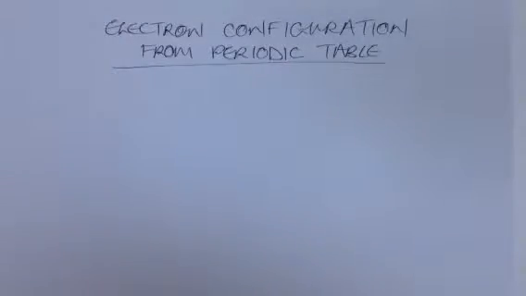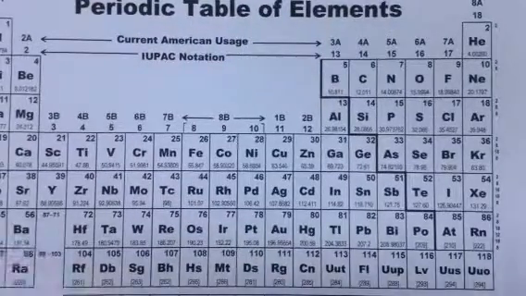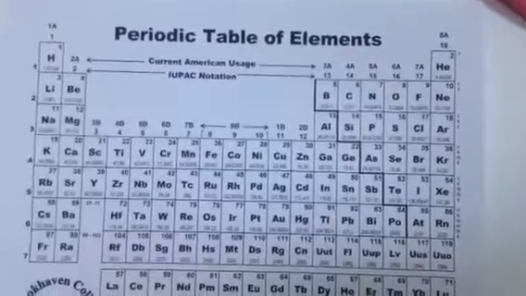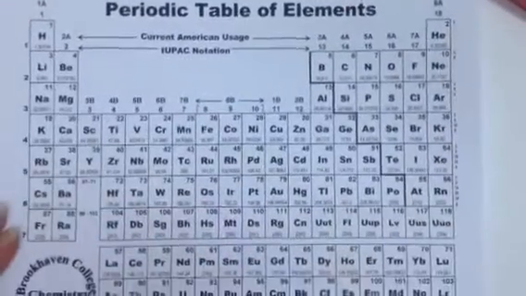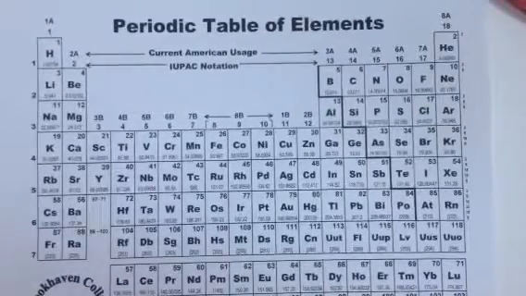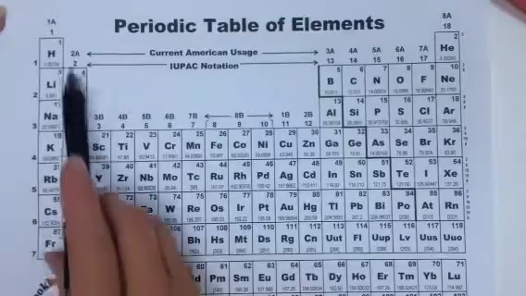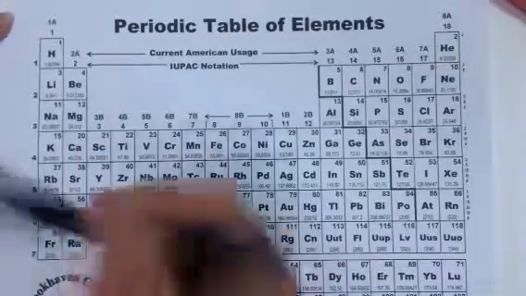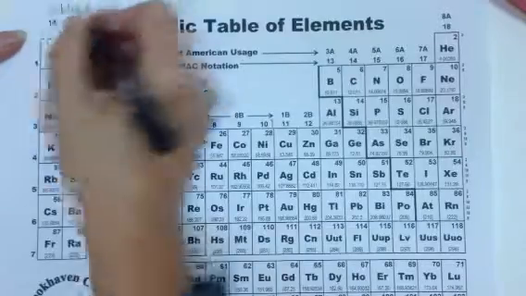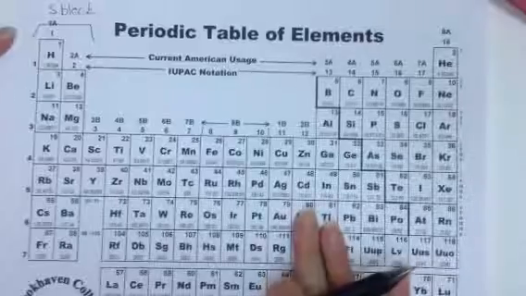Let's look at how we can use the periodic table to get the order of increasing energy of those sublevels. Let me see if I can zoom out a little bit. Okay, so the periodic table actually contains the order of increasing energy of the sublevels. And what we have to remember is that these two columns right here are what we call the S block. Okay, so that's the S block. Helium is also in the S block.